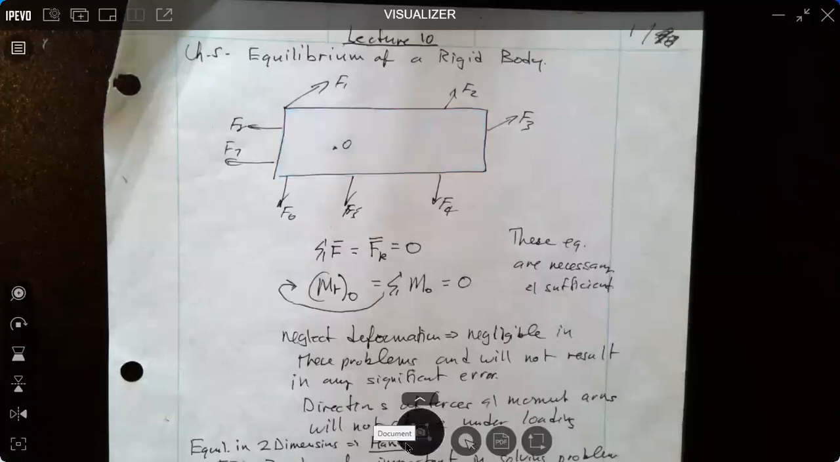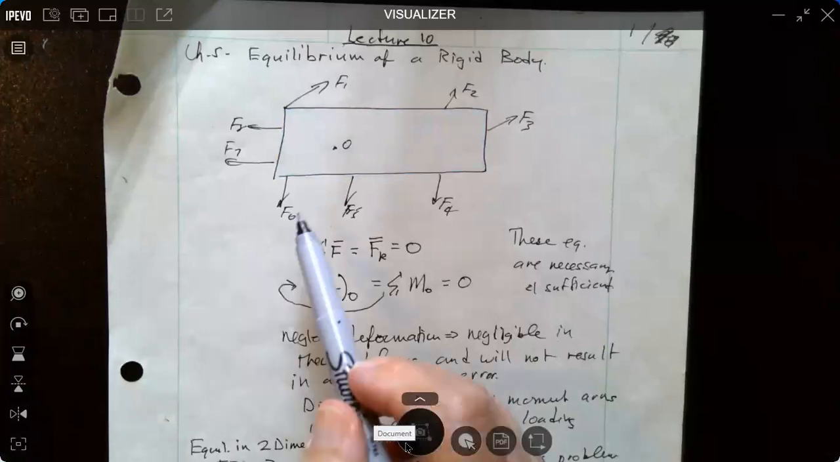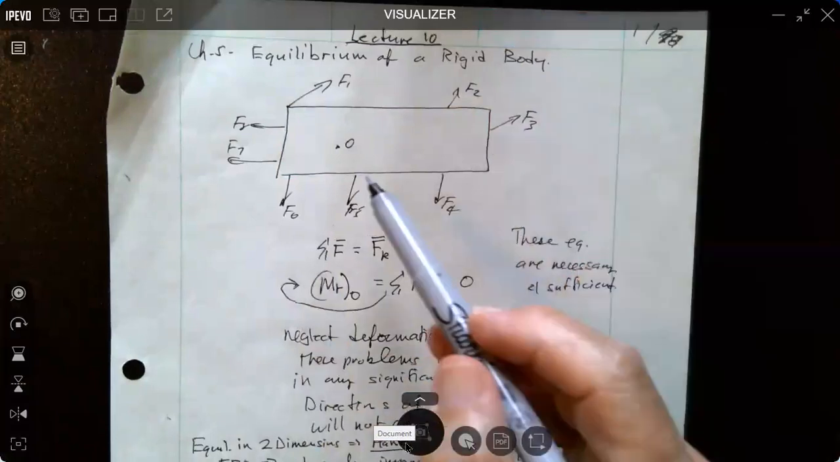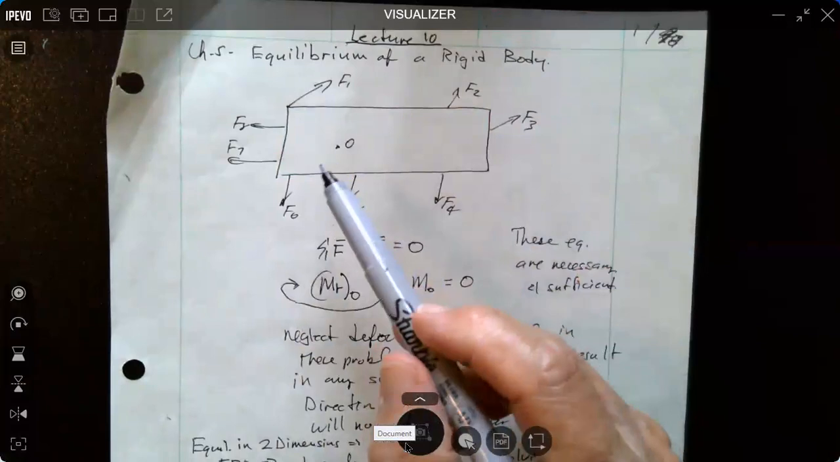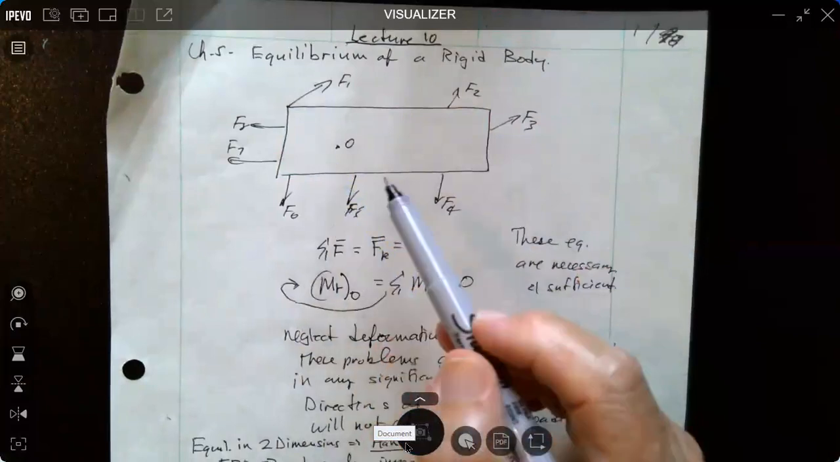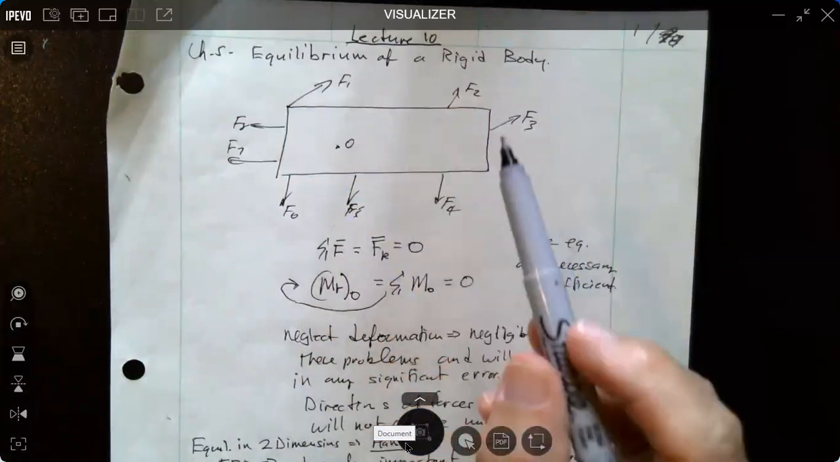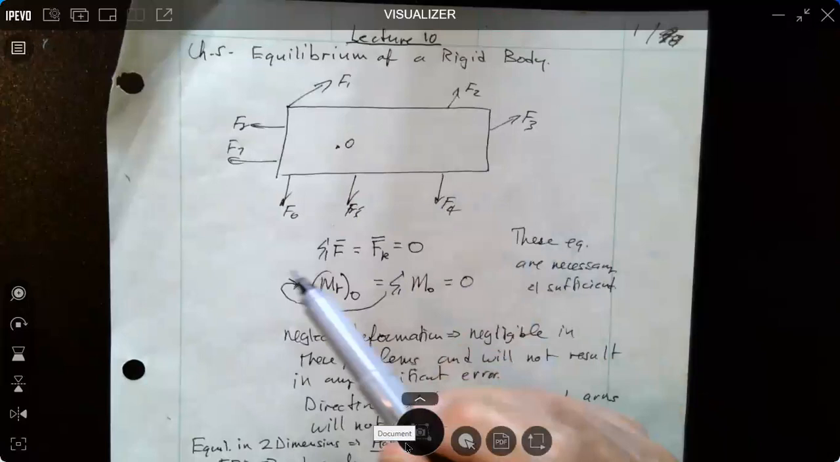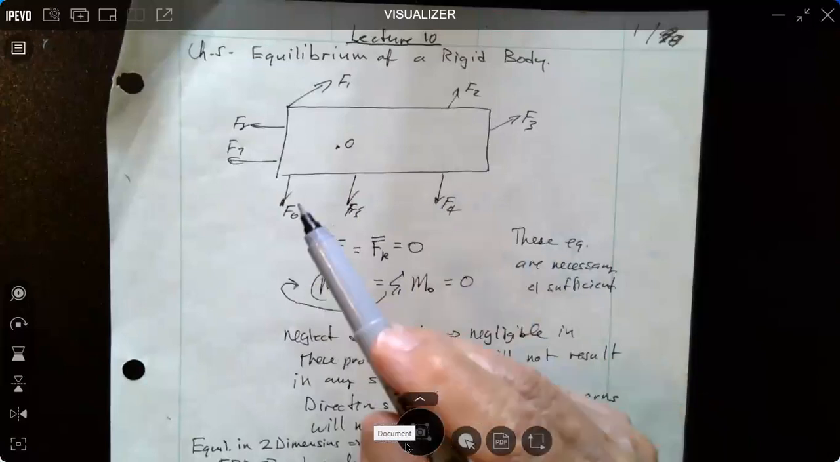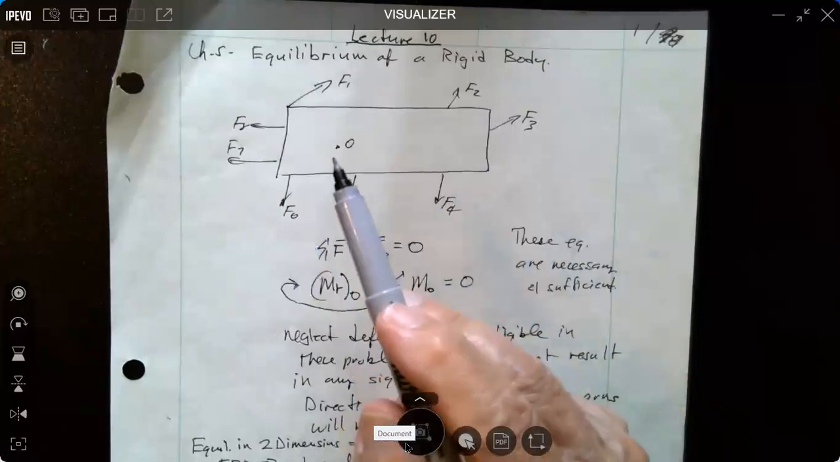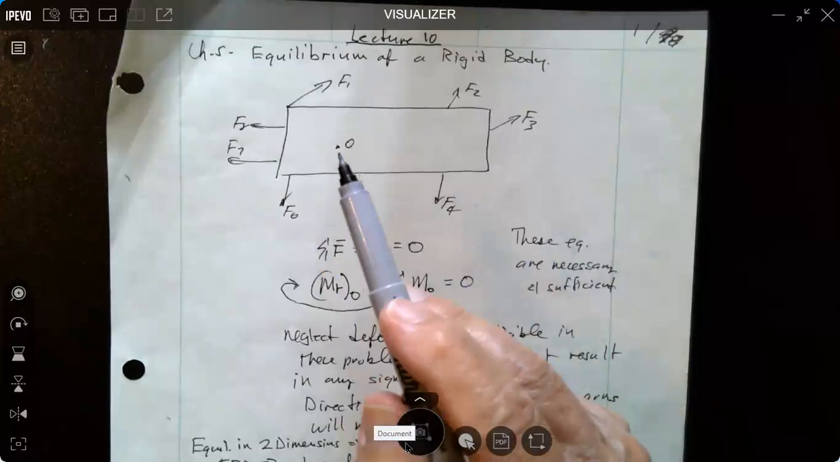So we're looking at Chapter 5, equilibrium of a rigid body. And I start off with a general shape, a rectangular shape. It could represent any structural shape. This is just for illustration purposes. I've applied several loads to this rigid body: F1, F2, F3, F4, F5, F6, as many as we need to have. And I've at random selected a certain point, and we'll call it O, in this rigid body.